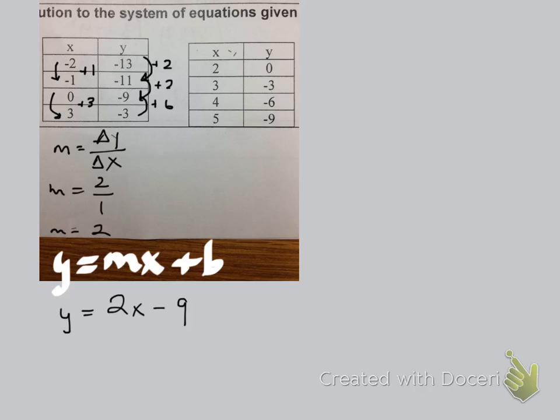Okay, so we found the equation for the first one. Now let's find the equation for the second one. So again, I've got to do the same thing. What's my change in y? -3. What's my change in x? +1. So my slope is still found the same way. M equals change in y over change in x. So M equals what? -3 over 1. So M equals? -3.